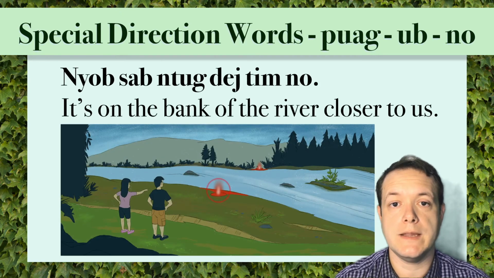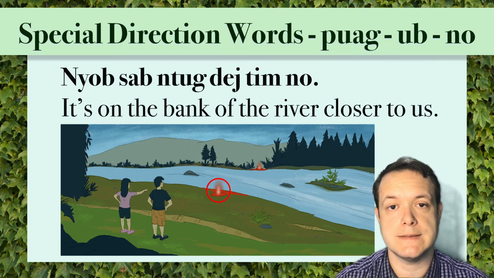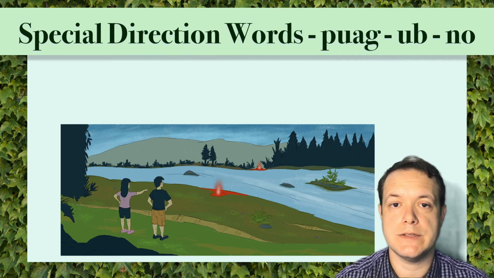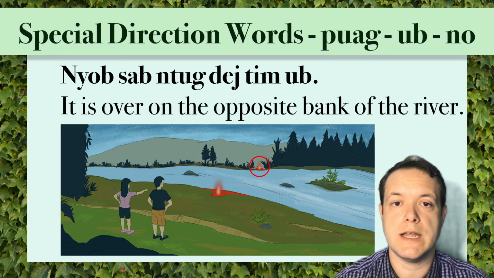It's on this bank of the river, as in the bank or the side closest to us. Let's look at an example to illustrate why we would use o and no, even when we already use the word ti to illustrate something that's opposite us. If we had a river and we were standing in front of it, we could say o. It's on the bank of the river on that side of us.